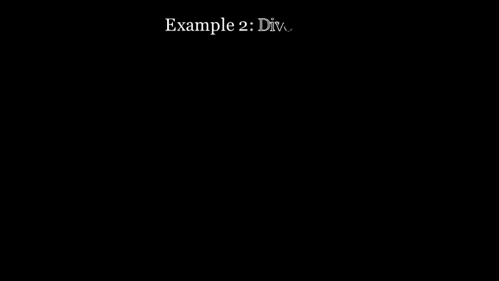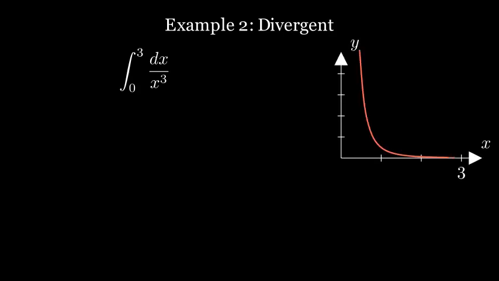Now let's look at example 2, evaluating the integral from 0 to 3 of dx over x cubed. Looking at the sketch, we again see a vertical asymptote at x equals 0. We rewrite it as a limit approaching 0 from the right, with an integrand of x to the negative 3.